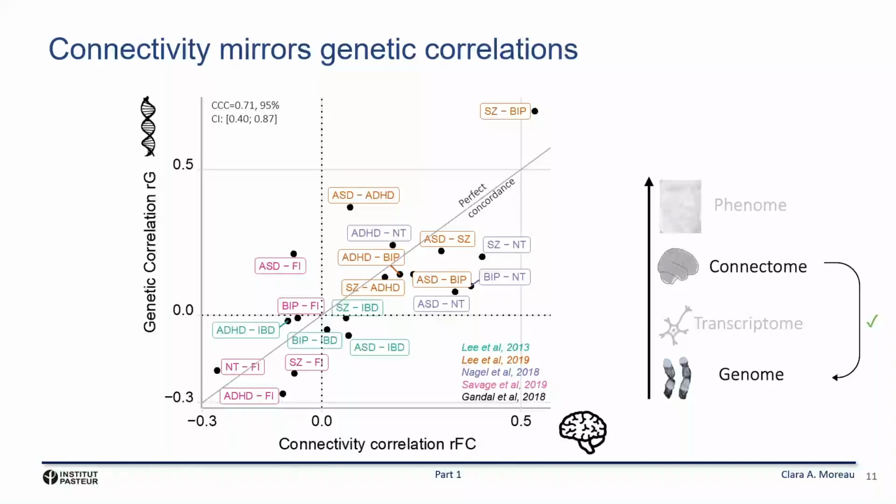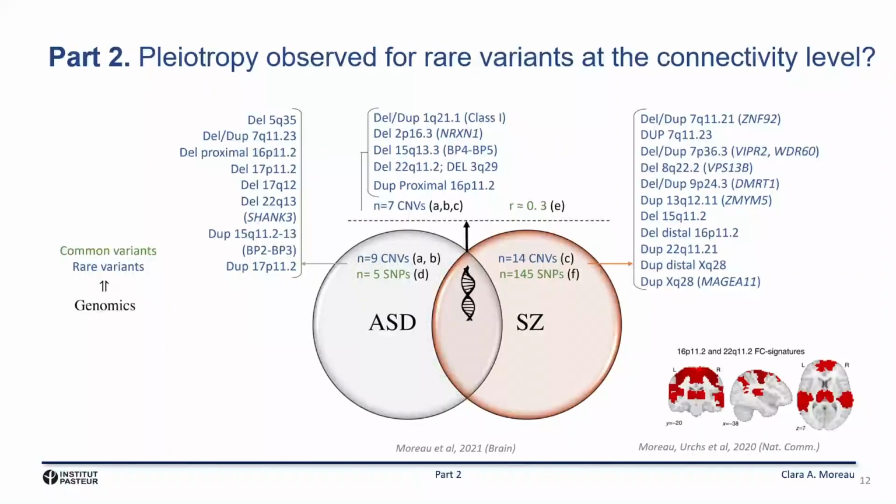So it's quite concordant, so we were happy about that. And in the second part, we wanted to investigate rare variants, because for now I was only talking about common variants, so SNP-based genetic correlation, from GWAS.